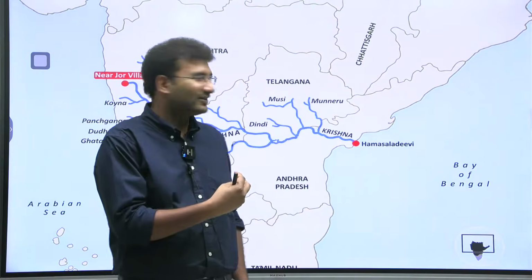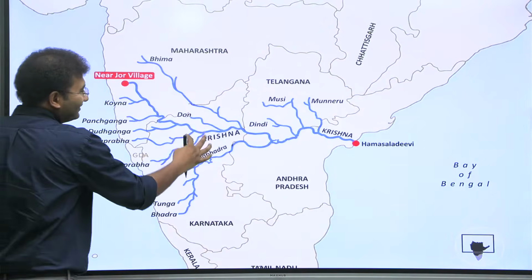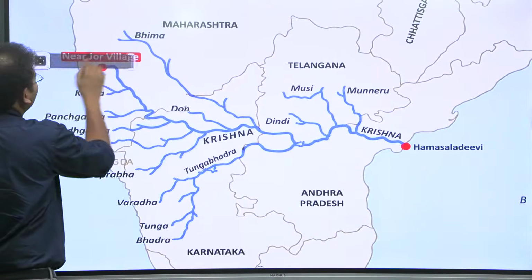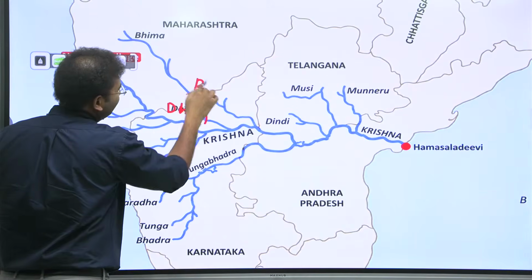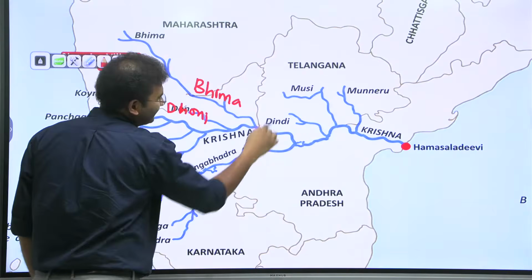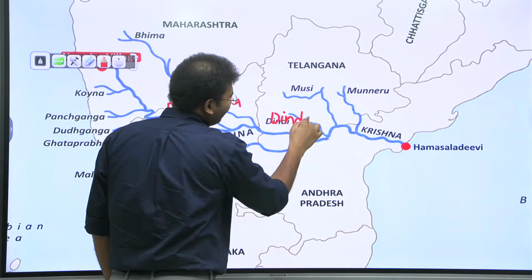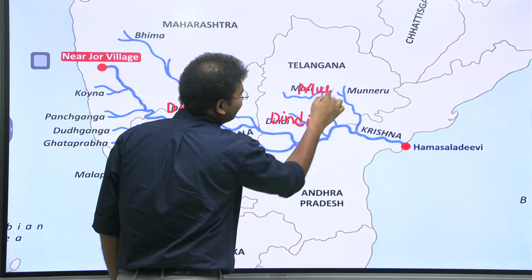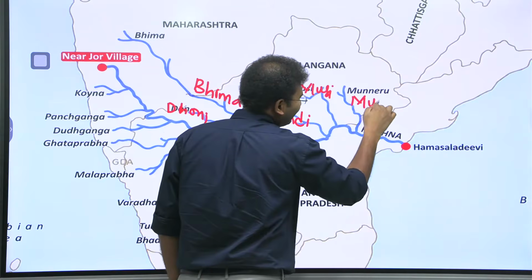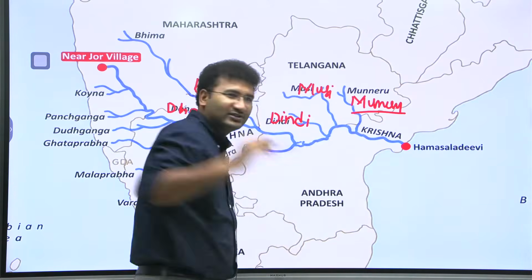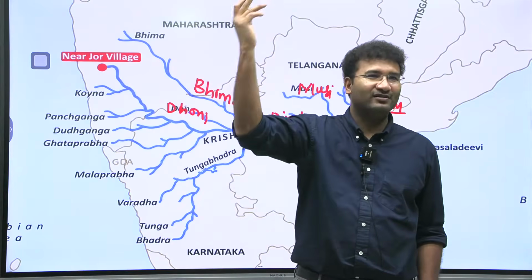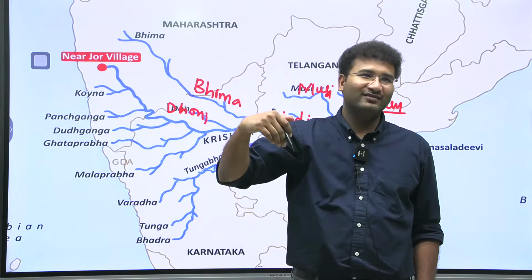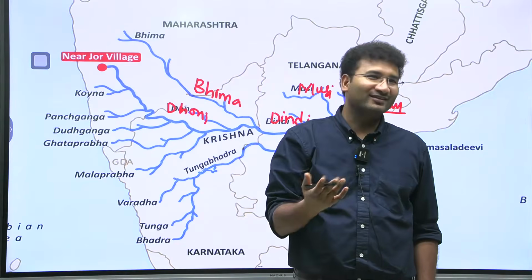And when it comes to Krishna, see here. This is Doni. This is Bhima. This is Dindi. Musi, everyone knows this. Munneru. Even now, the source of the Musi is very fresh. Just about to enter into Hyderabad, it is fresh water. Once it enters into Hyderabad, you know the status of the water, right?